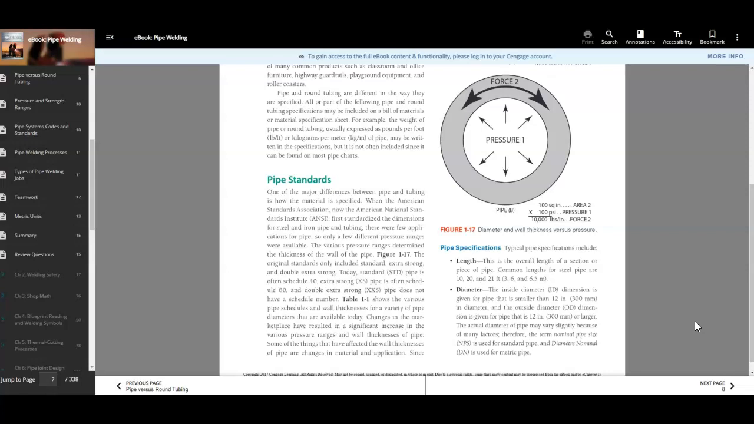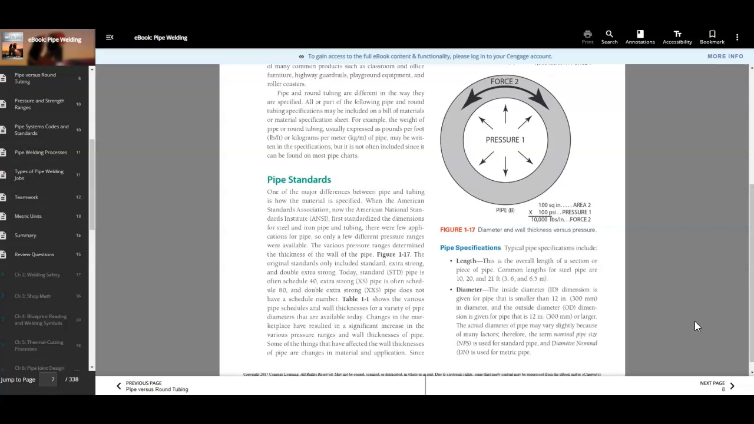The original standards only included standard, extra strong, and double extra strong. Today, standard pipe is often Schedule 40, extra strong pipe is often Schedule 80, and double extra strong pipe does not have a schedule number. Table 1.1 shows the various pipe schedules and wall thicknesses for a variety of pipe diameters that are available today. Changes in the marketplace have resulted in a significant increase in the various pressure ranges and wall thicknesses of the pipe.